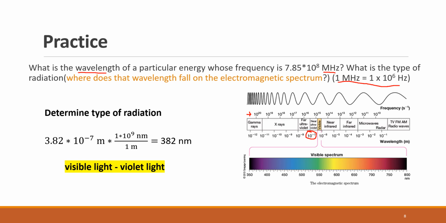And that is looking like visible light, violet light. So you can see it's encroaching, so 10 to the negative 7th is between here and here, these two dashes. So it was either going to be near ultraviolet light or visible light.